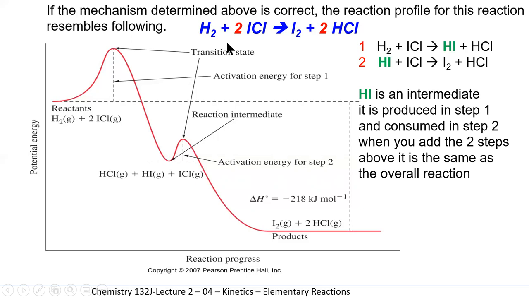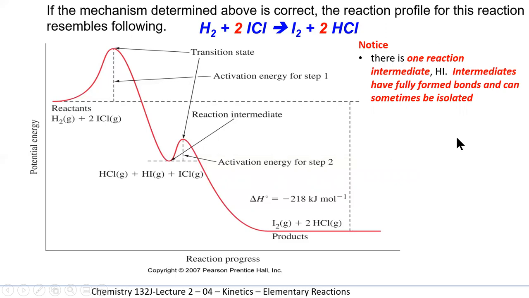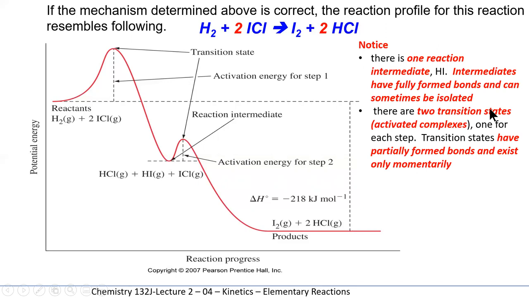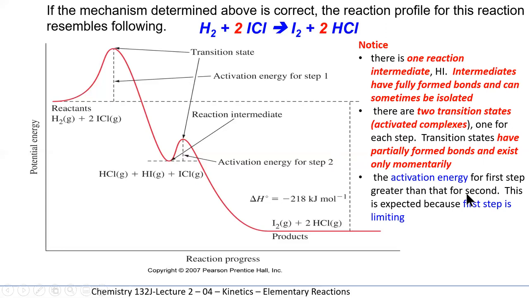And notice there is one reaction intermediate, HI. Intermediates have fully formed bonds and can be easily isolated. However, there are two transition states or activated complexes. Activated complexes don't yet have fully formed chemical bonds. It's a transition state between bond breaking and bond making. They only have partially formed bonds and only exist for very short periods of time. And in this case, this reaction mechanism agrees with the data that the slower step had the greater activation energy.